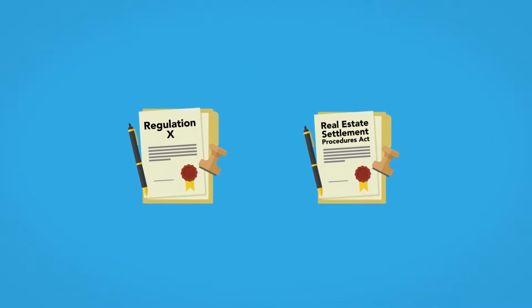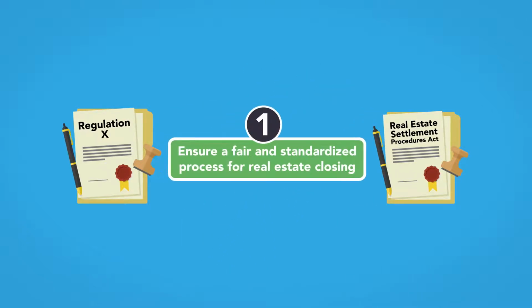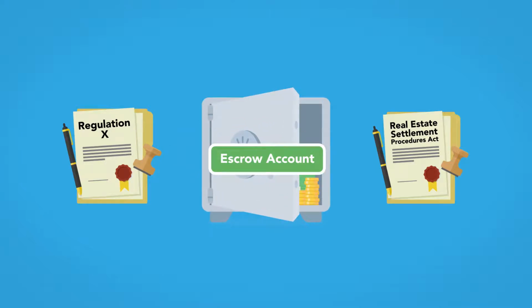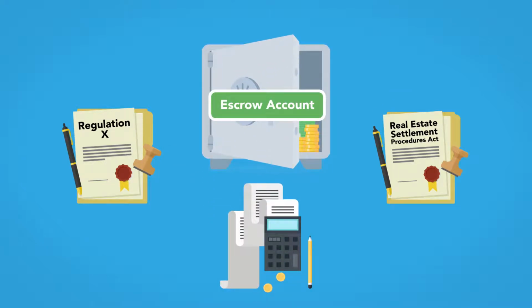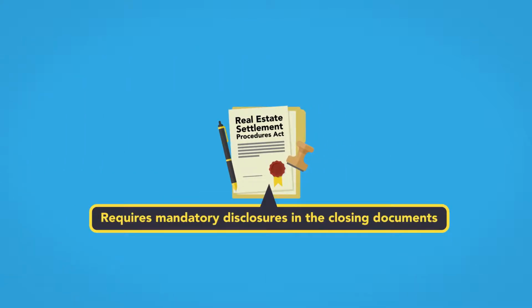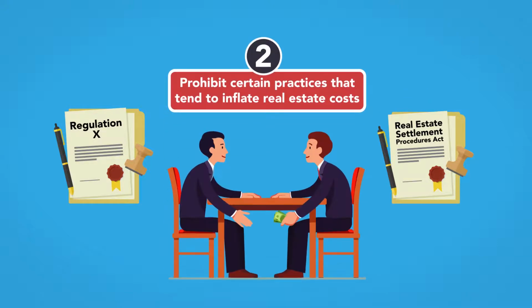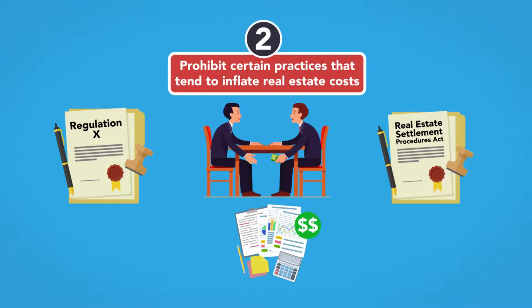RESPA and Regulation X serve two foundational consumer protection functions. First, they ensure a fair and standardized process for real estate closing. For example, the laws create a national standard for escrow accounting and prescribe rules for initial and annual escrow account disclosures. RESPA also requires mandatory disclosures in the closing documents discussed in Module 2. Second, RESPA and Regulation X prohibit certain practices that tend to inflate real estate costs. This prohibition extends to kickbacks or fees for certain referrals, as well as any charges for preparing mandatory disclosures.